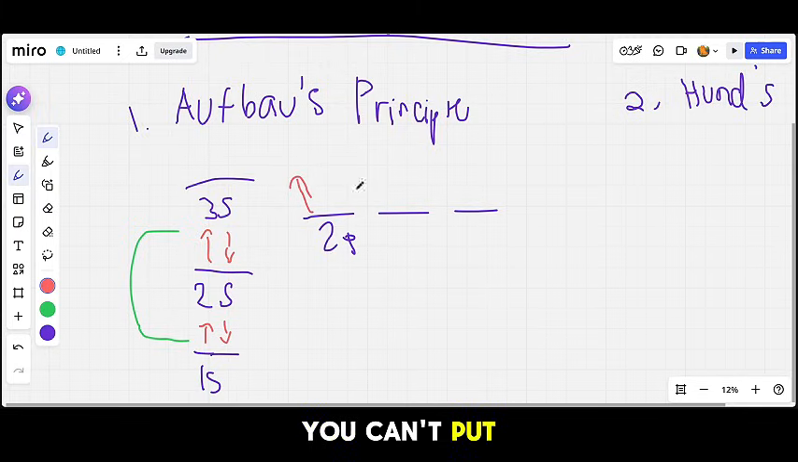You can't put a down arrow after you put an up arrow when you have this kind of pattern here. You have to put the up arrows first before you put the down arrows to pair with them.